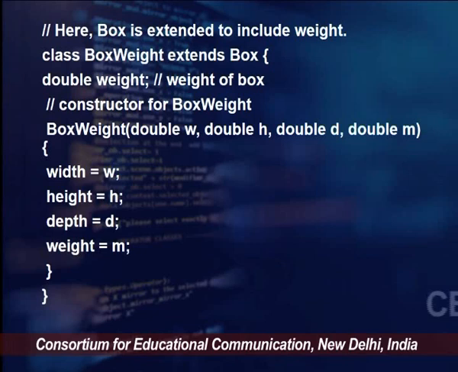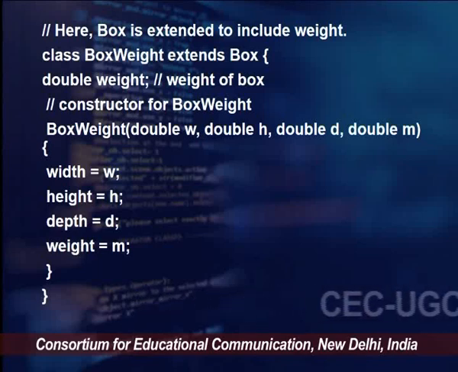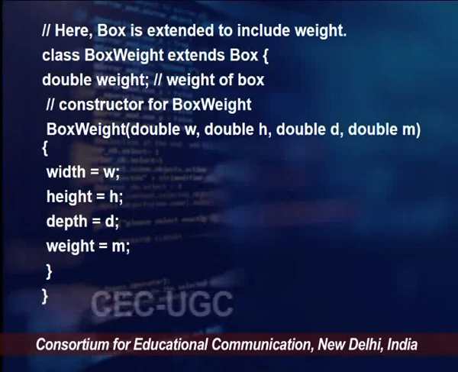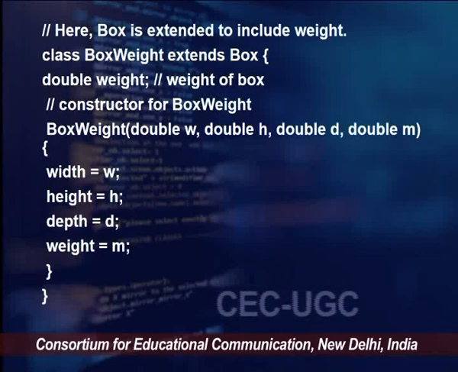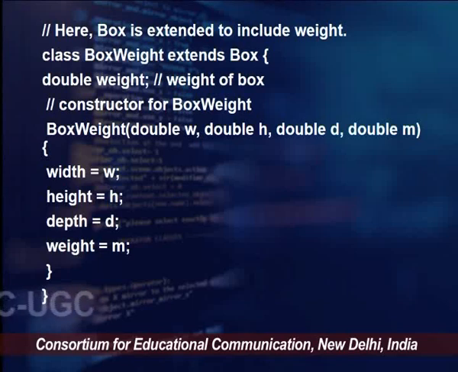So if this is the superclass, we need a subclass. That means we are going to write one more subclass, and here is the subclass which says class BoxWeight extends Box. So BoxWeight here is the name of the subclass, while Box is the superclass, and it is adding one more instance variable which is weight. Obviously this is also of type double.